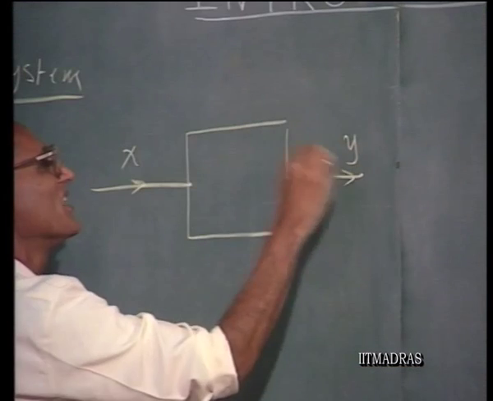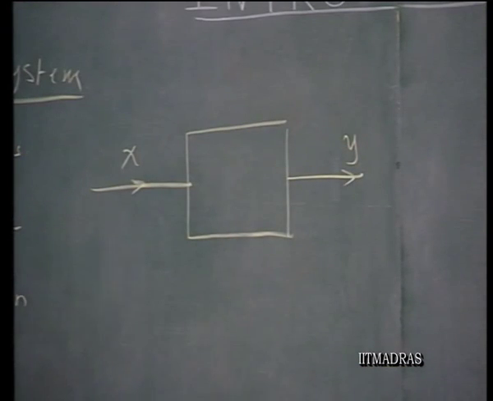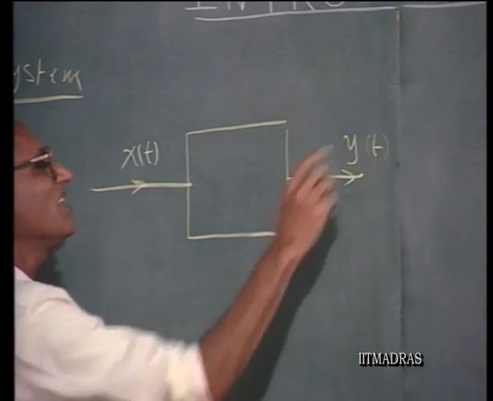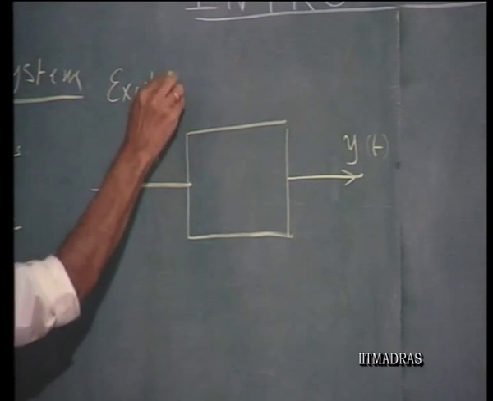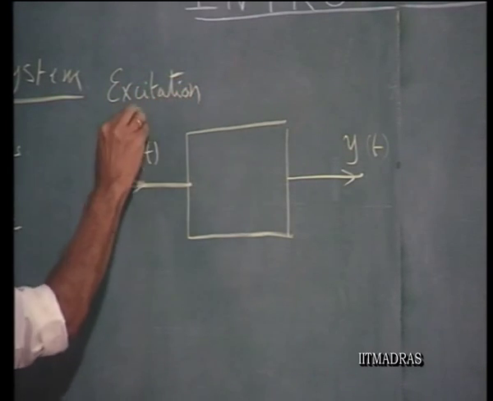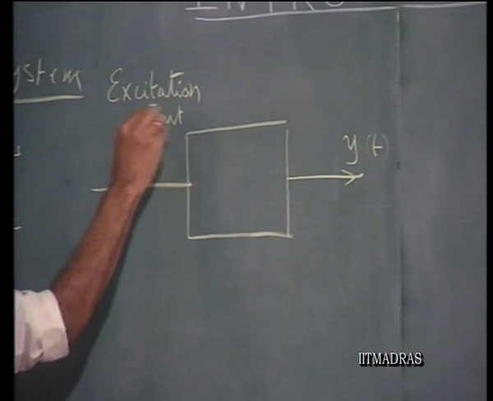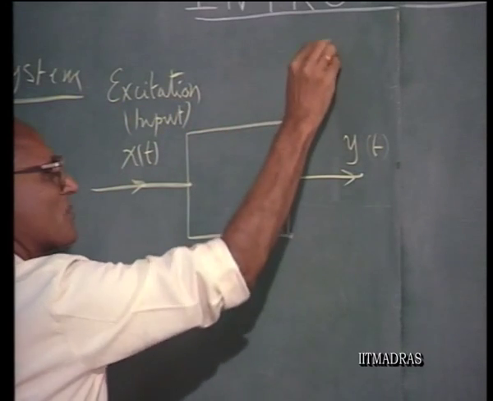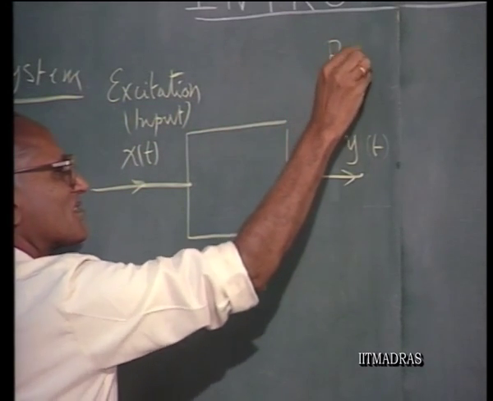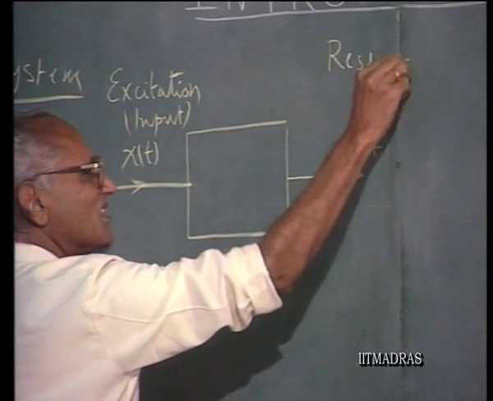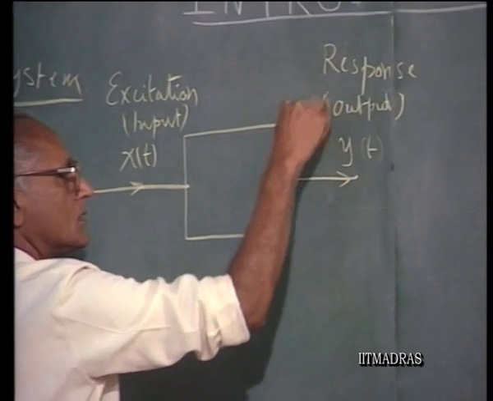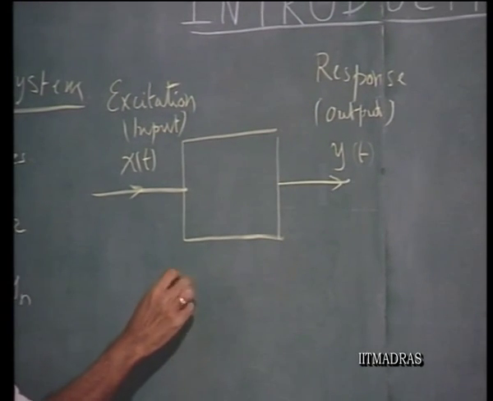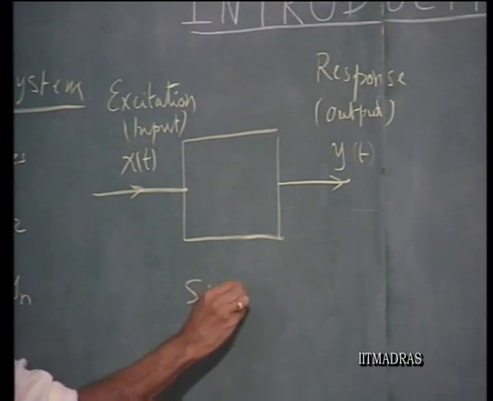and we would like to find out the response at a particular location. Then we have x of t, maybe the input signal, y of t is the output signal. So we may call this again as input or excitation. And this can be called the response, output, and this will be called a single input, single output system.